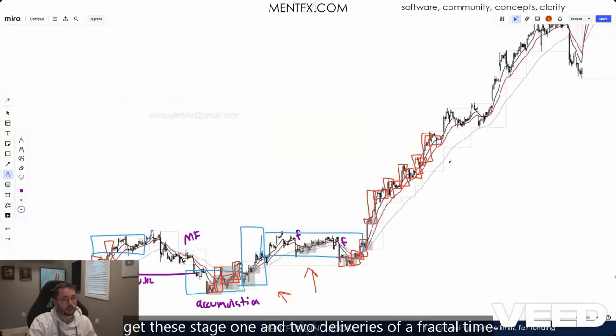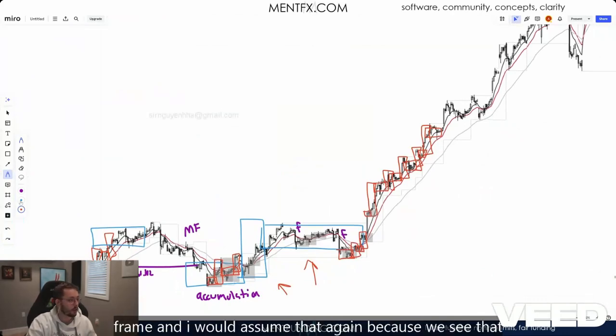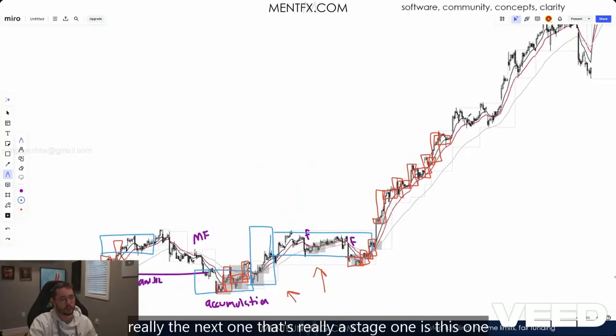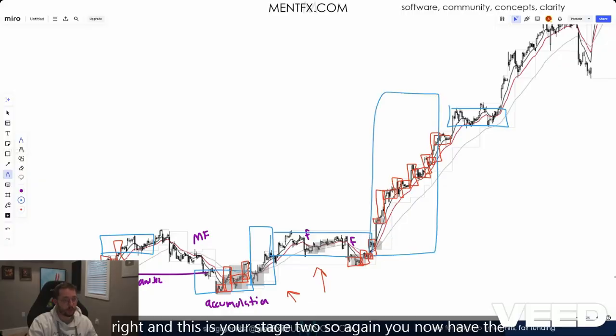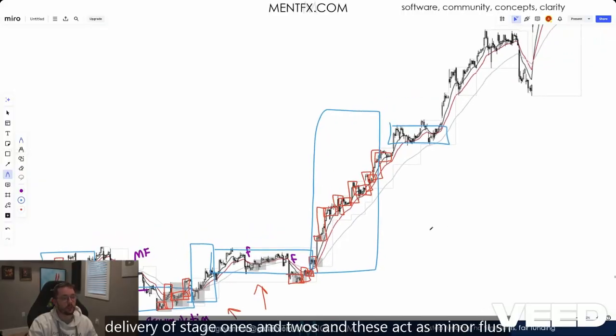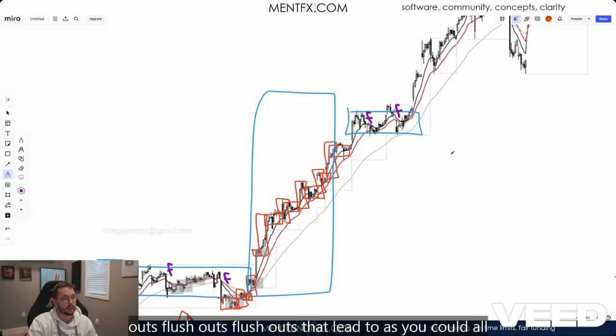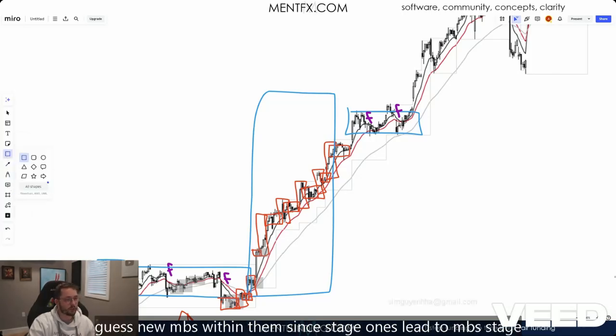So yes, you get these stage 1 and 2 deliveries of a fractal time frame. And I would assume that, because we see that normal stage 1s in regards to the blue color are on average around this size, this size, this size, really the next one that's a stage 1 is this one, right? And this is your stage 2. So again, you now have the delivery of stage 1s and 2s, and these act as minor flush outs that lead to, as you could all guess, new MBs within them.